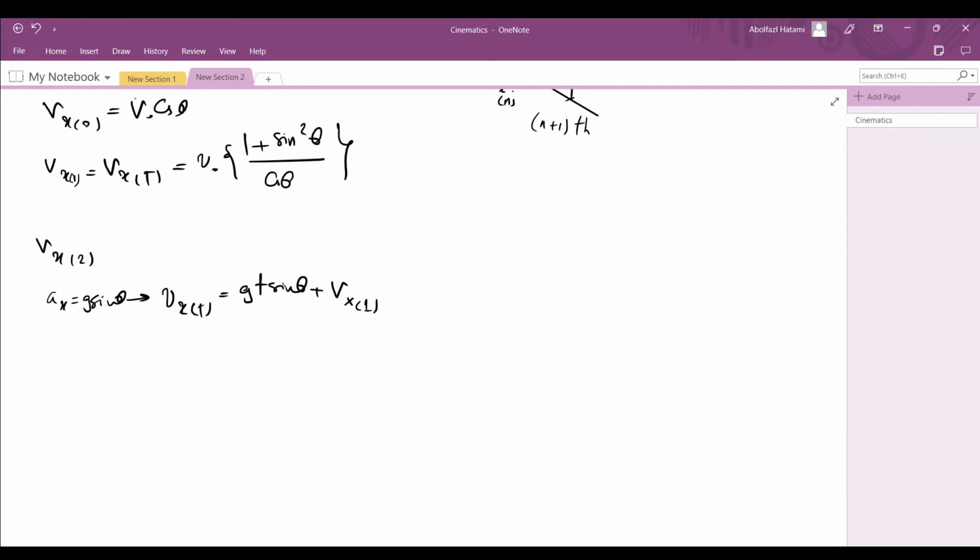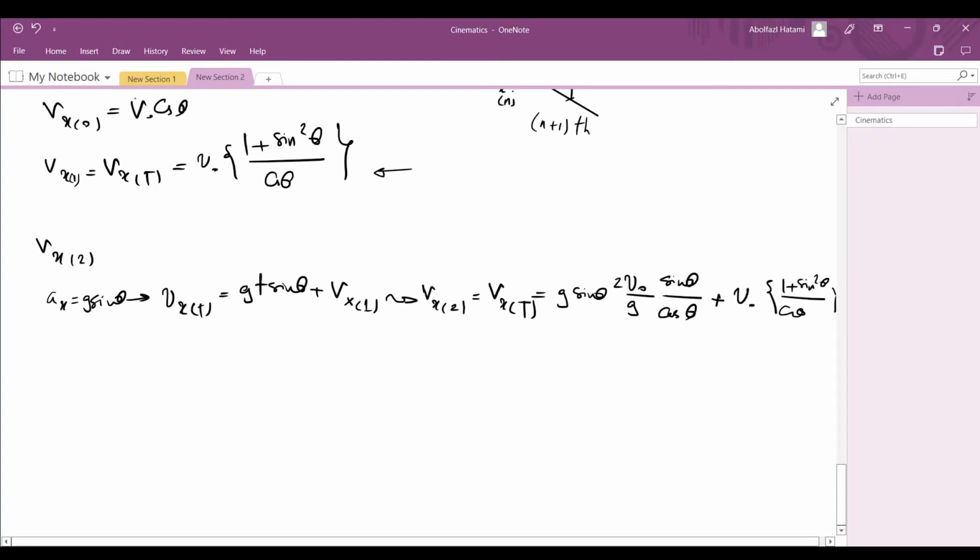And I know that vx of 2 is just vx at time capital T. So it is g sine theta times 2 v0 over g sine theta, that is capital T, with tangent theta. Let me write this as sine theta divided by cosine theta, plus vx of 1. Vx of 1 was v0, so it is v0 times 1 plus sine square divided by cosine theta. And we should simplify that.